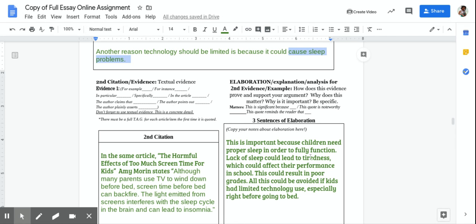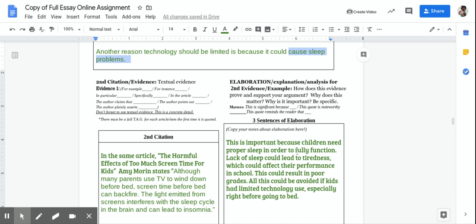In my elaboration, I have to explain the importance of this. Why does this citation matter? So I put, "This is important because children need proper sleep in order to fully function." I need to elaborate on that, so I ask my question: why is that important? Well, lack of sleep could lead to tiredness, which could affect their performance in school. Why is that important? This could result in poor grades. All this could be avoided if kids had limited technology use, especially right before going to bed.